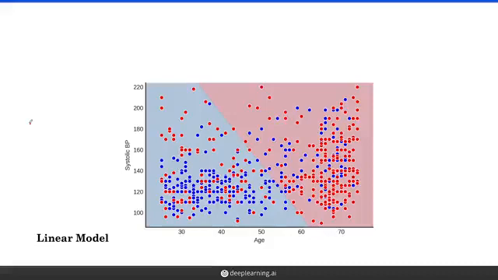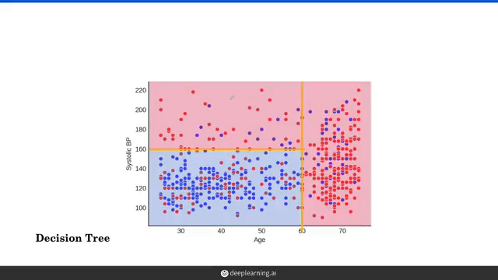A linear model will fit a line that best separates the high-risk patients, here represented with the red background, from the low-risk patients, here the blue background. However, we can see that this would misclassify a lot of patients at high risk, which should really be in the red region. Let's now look at a classifier which will make a better classification, the decision tree.